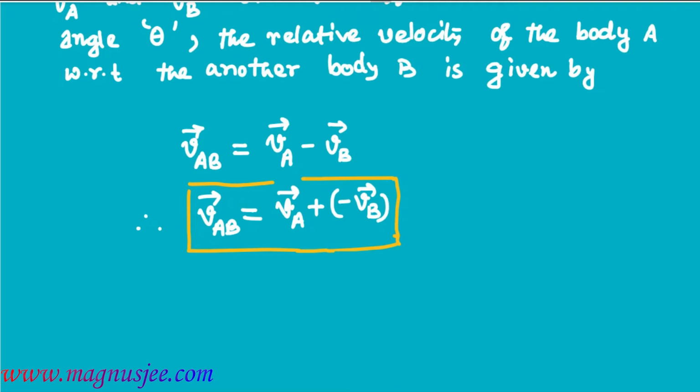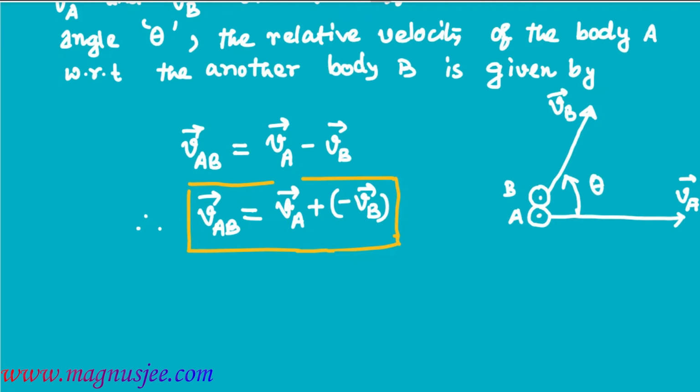Now we can draw the diagram to explain the concept of relative velocity. Here, a body A is moving towards the right with a velocity vector VA. Another body B starts from the same point as A, and it is moving with velocity vector VB in a different direction at an angle theta with the direction of motion of body A.